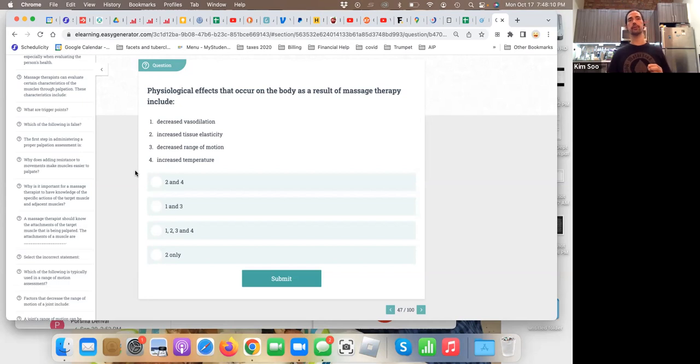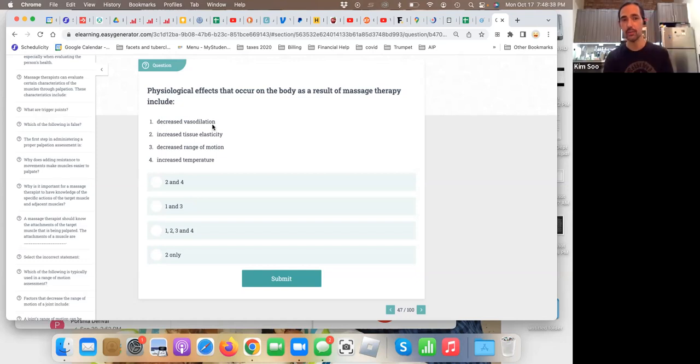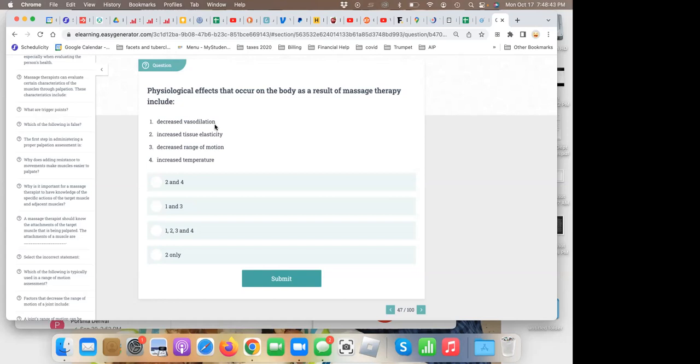Okay, physiological effects that occur on the body as a result of massage therapy include decreased vasodilation, increased tissue elasticity, decreased range of motion, increased temperature. Physiological effects that occur on the body as a result of massage therapy. Crystal. Let's see. Hello. What does this mean, decreased vasodilation? I'm trying to remember what the vasodilation is.